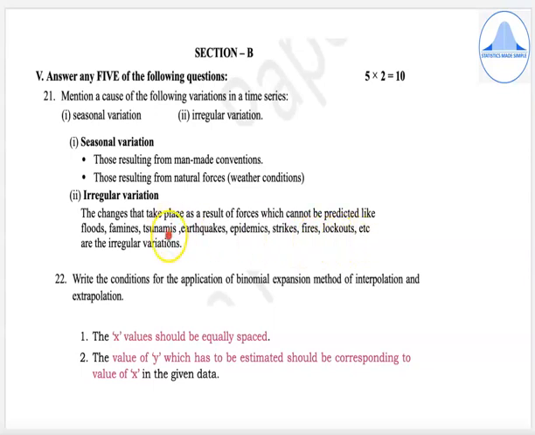are the irregular variations. 22nd question, write the conditions for the application of binomial expansion method of interpolation and extrapolation. The two conditions are the x value should be equally spaced, and secondly, the value of y which has to be estimated should be corresponding to the value of x in the given data.